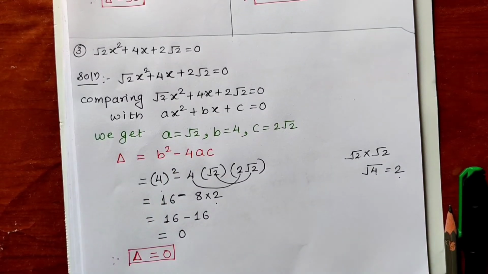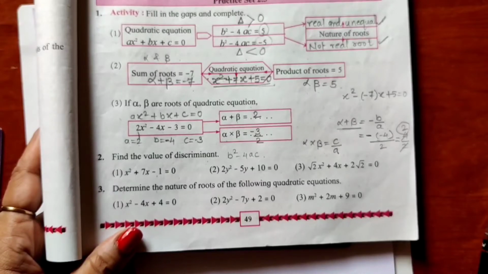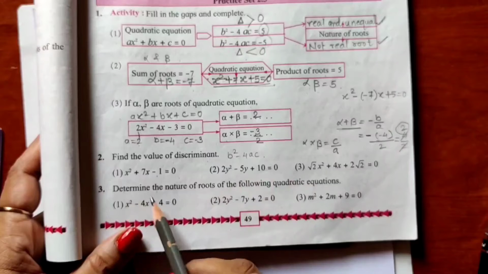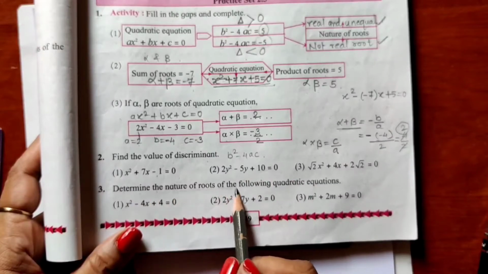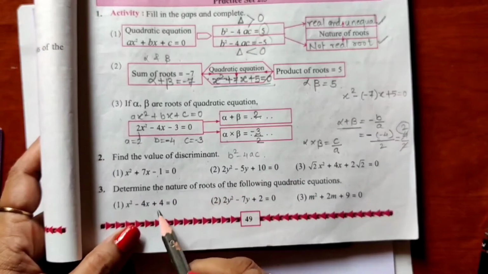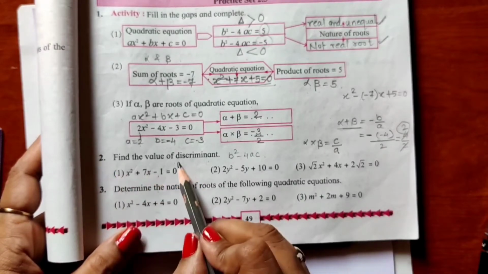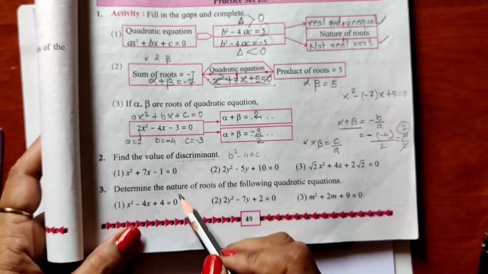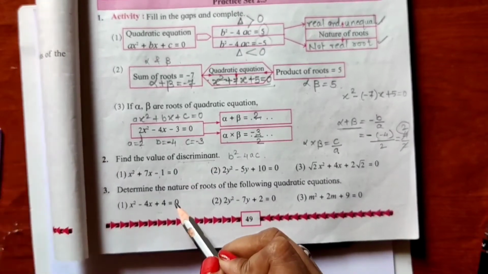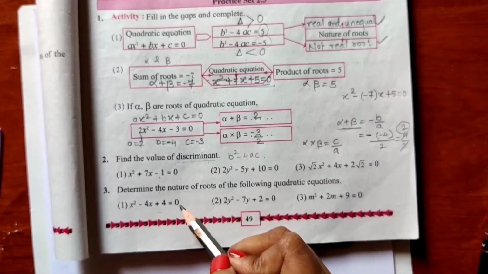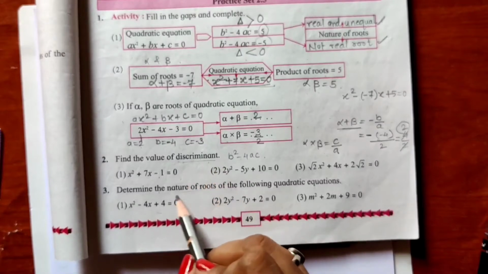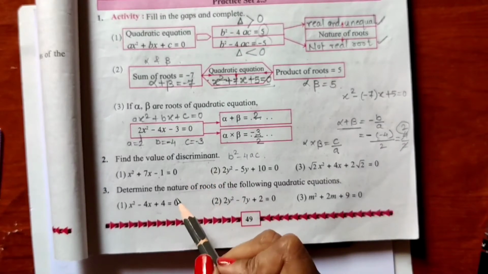Now let us go on to the third question. Question number 3 is: determine the nature of roots of the following quadratic equations. So for determining the nature of roots of an equation, what should be done? We have to find out the value of discriminant from the equation. Here in question number 2, we have found out the value of discriminant. In the same way, we will have to find out the value of discriminant first, because the nature of roots of the equation is based on the value of discriminant.